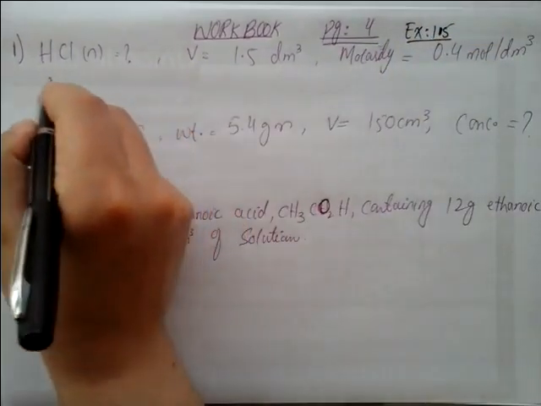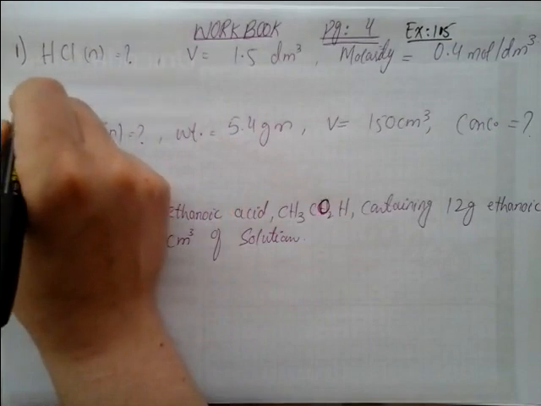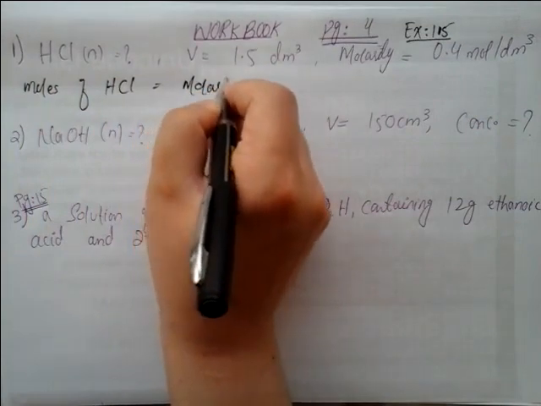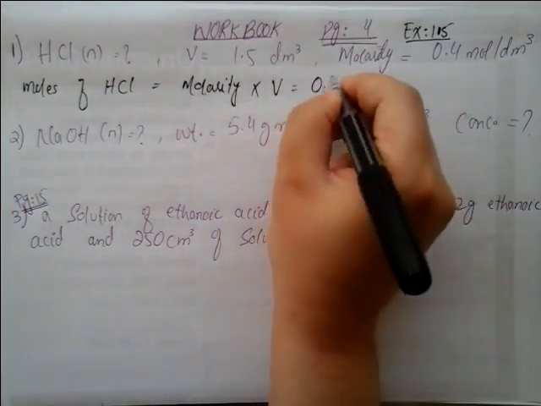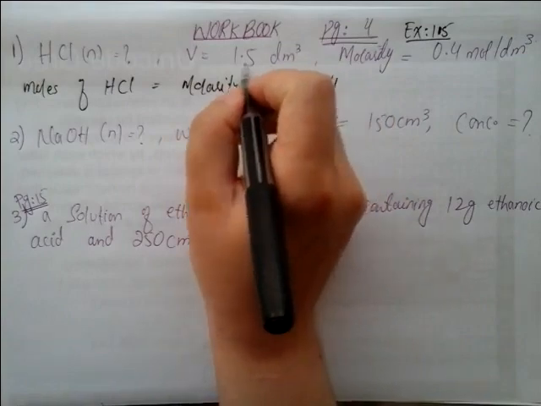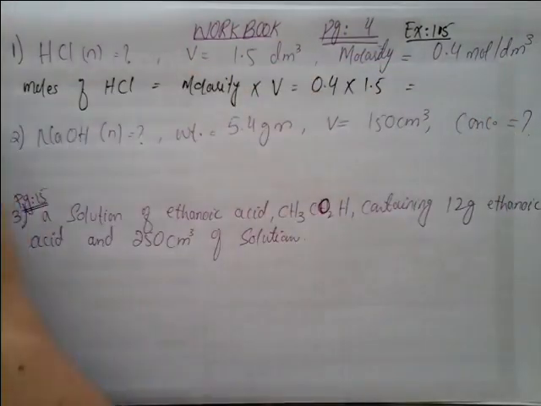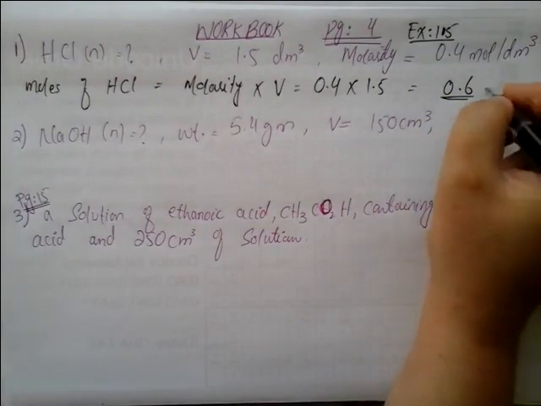On page 4, you need to calculate moles, and volume is given and molarity is given. So we know that moles of HCl would be equal to molarity multiplied by volume, and here molarity is 0.4. Now the volume is already given in decimeter cube. No need to convert it into another unit. So 1.5 will get multiplied, so 0.6 moles.